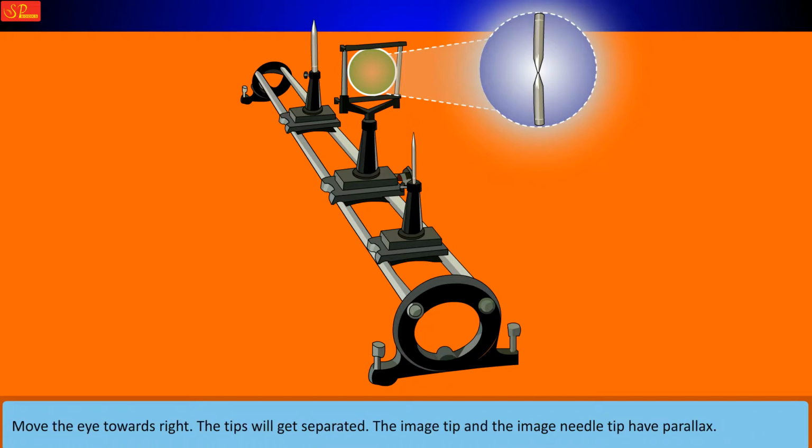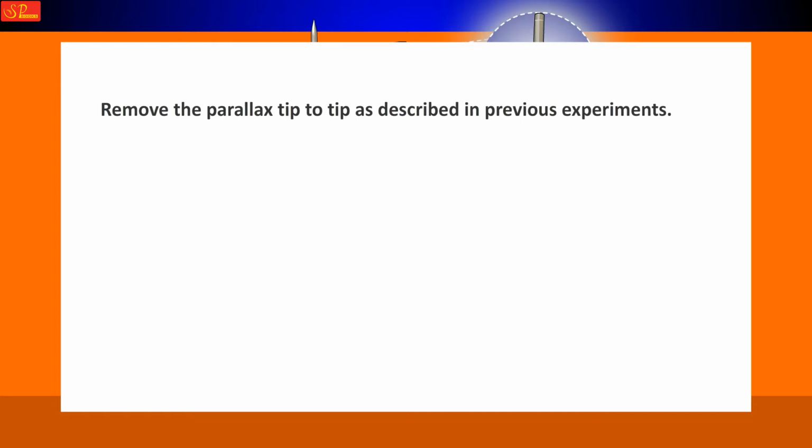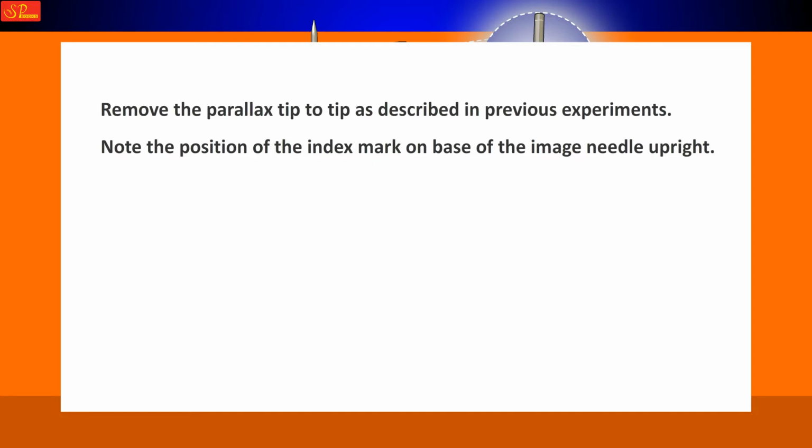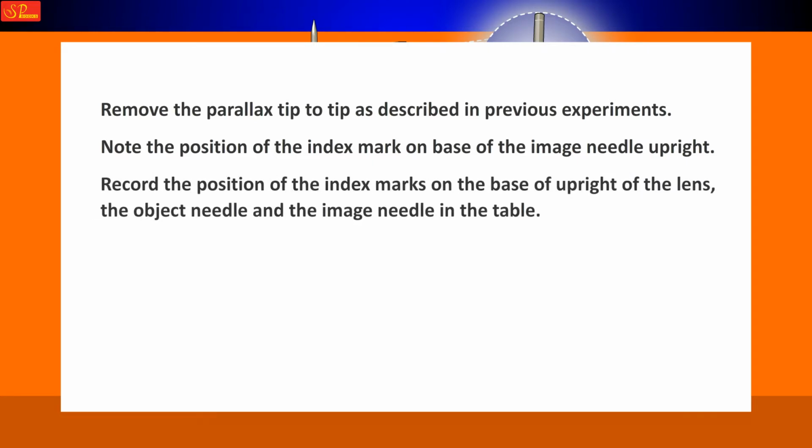Move the eye towards the right. The tips will get separated. The image tip and the image needle tip have parallax. Remove the parallax tip to tip as described in previous experiments. Note the position of the index mark on the base of the image needle upright. Record the position of the index marks on the base of the upright of the lens, the object needle and the image needle in the table.